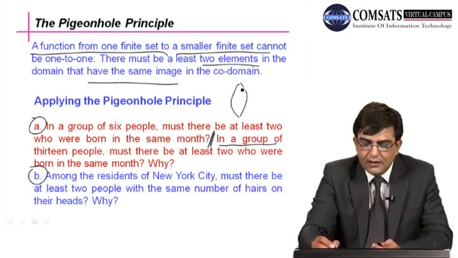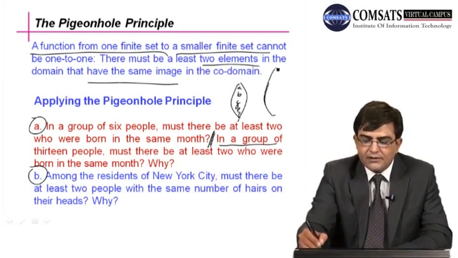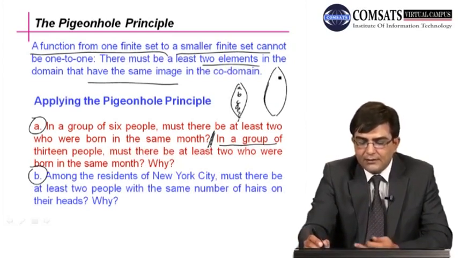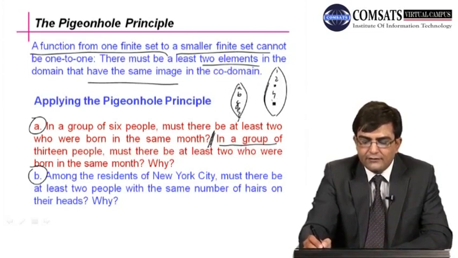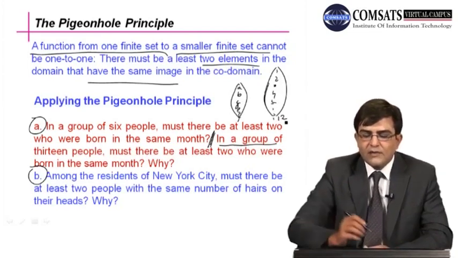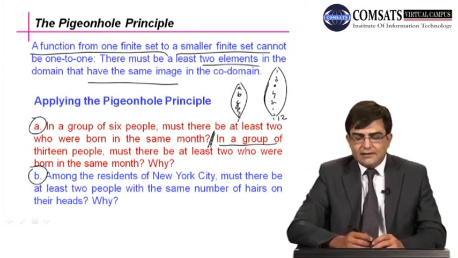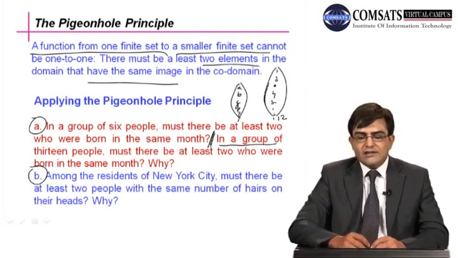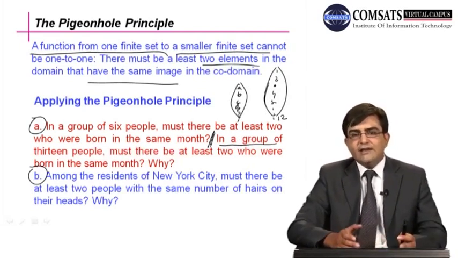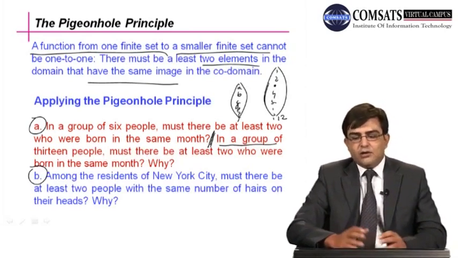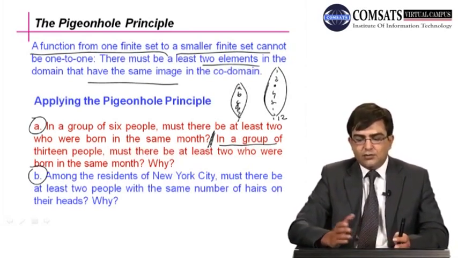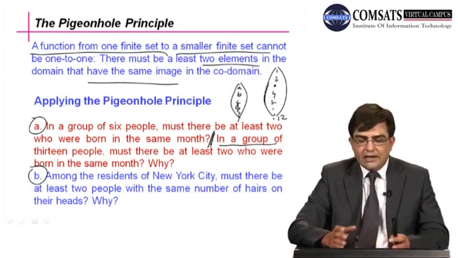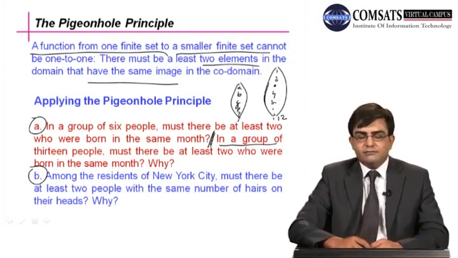For example, we have 6 people, A, B, C, D, E, F. These are 6 people, and there are basically 12 months: January, February, March, April, or 1, 2, 3, 4, 5 up to 12. Is it necessary that at least 2 were born in the same month? So this is not necessary. For example, A is born in January, B is born in March, C is born in February, D is born in September, E is born in October, F is born in July. So this is not necessary.